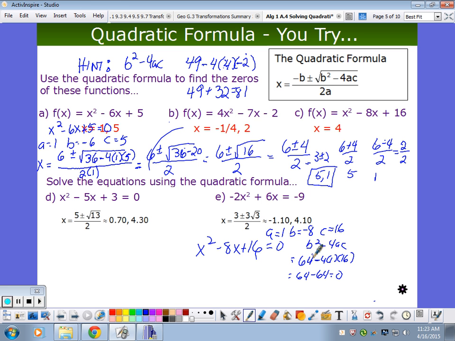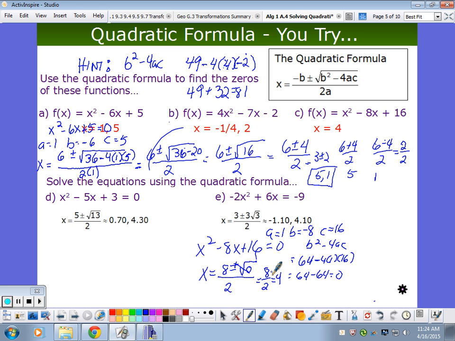Okay. So let's plug that into the quadratic formula. x equals negative negative 8, so 8, plus or minus square root of 0 over 2 times a. Well, that's just 0, right? So it's 8 plus or minus 0. That goes away. So it's just 8 over 2. There's only one solution to that one.